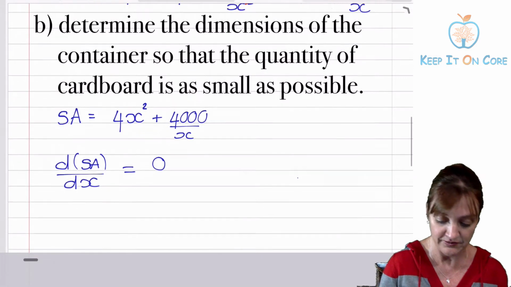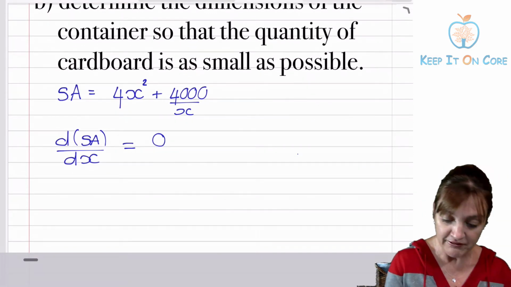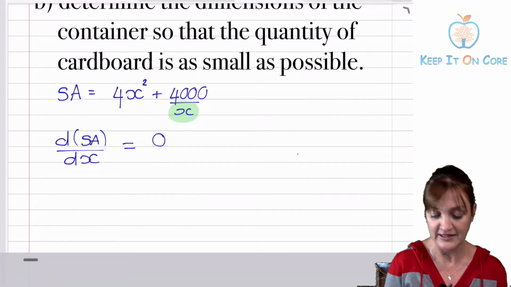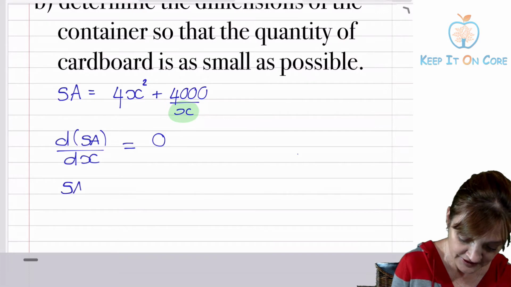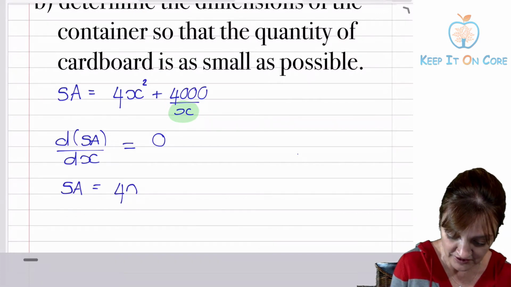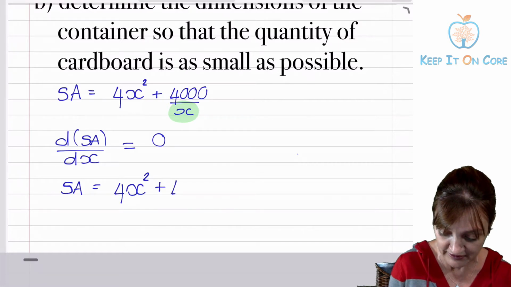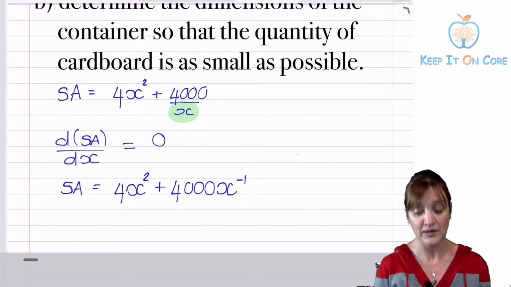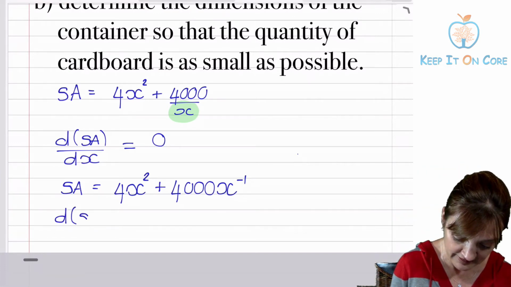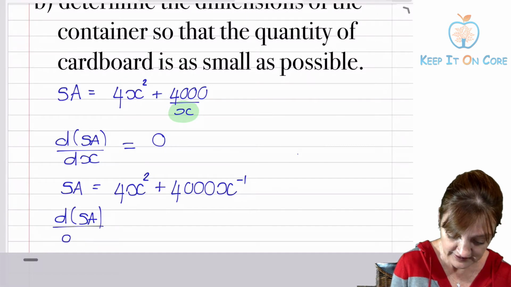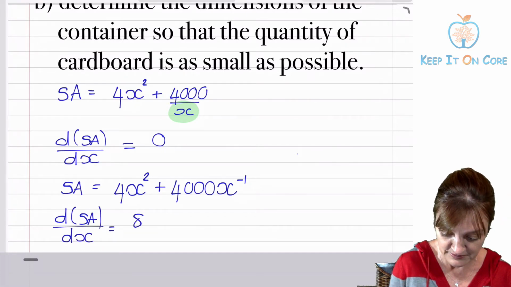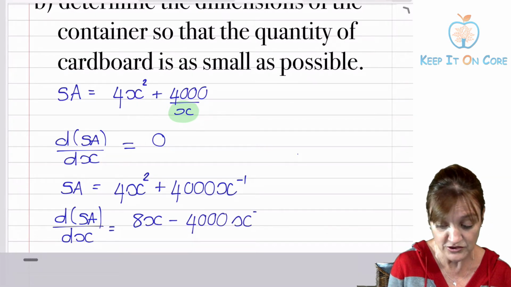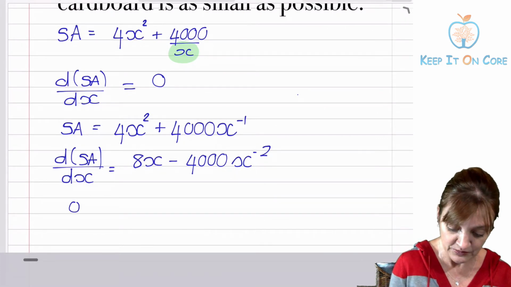Okay. Before we can find the derivative of this function, what is going to have to happen to that x over there? Do you agree the first thing we're going to have to do is bring it up because we can't use our rules of differentiation if we have got a variable in the denominator. So it becomes x to the negative 1. Okay. Now we can go ahead and find the derivative in terms of x, which is going to be 8x minus 4,000, x to the negative 2, and we are letting it equal 0.